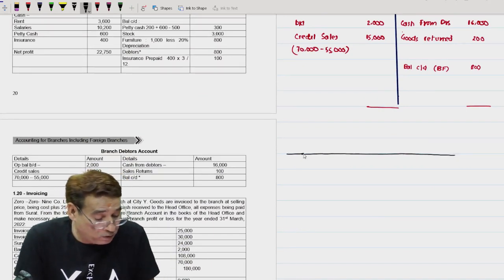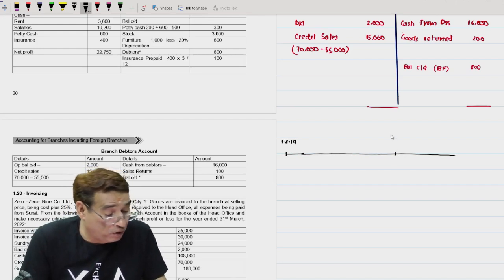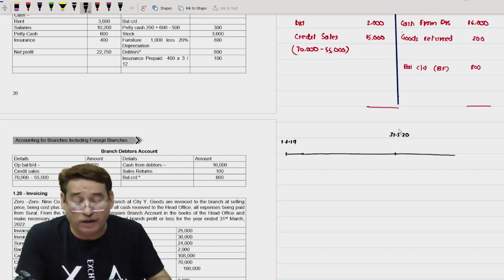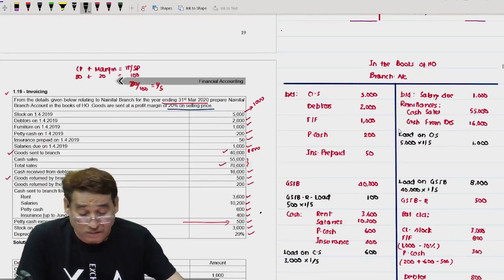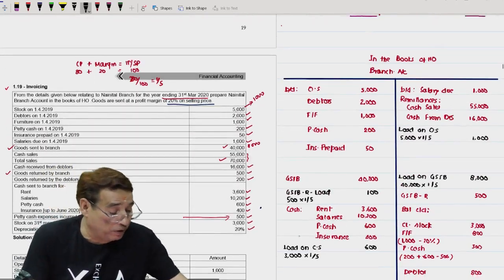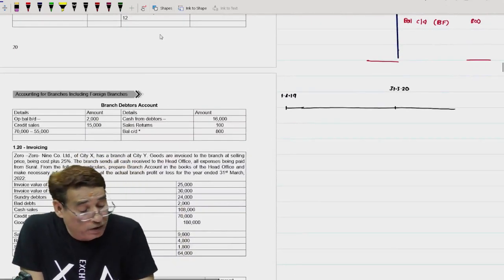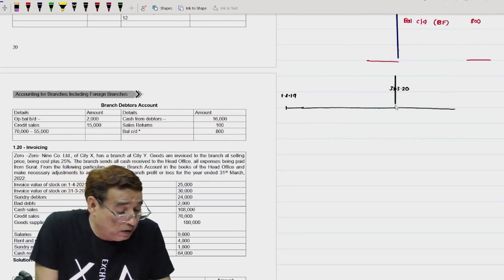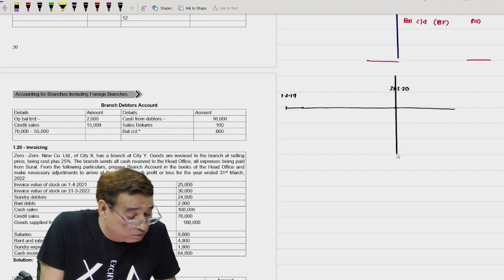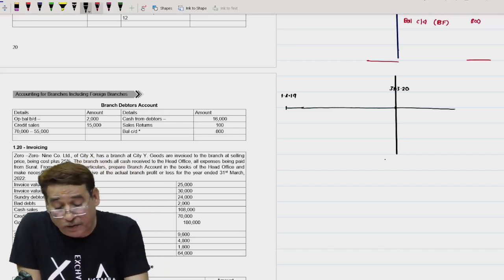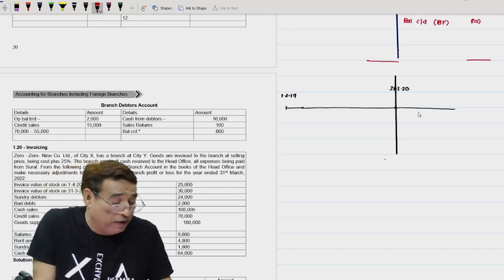Your current year, as you can see, is starting on 1/4/2019, and the current year is ending on 31st of March 2020. This is the end of the current period, as you can see, for the year ending 31st March 2020, correct? Now, in this particular question, your current year is ending on this particular date, correct? 31st of 3/2020.